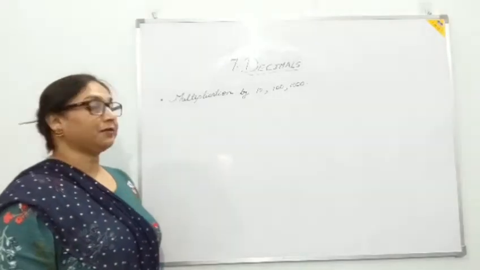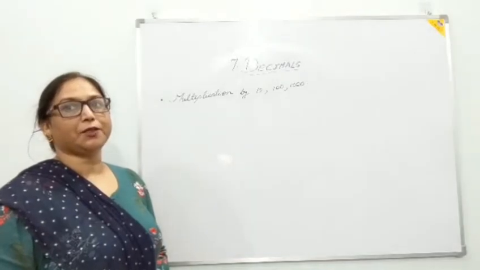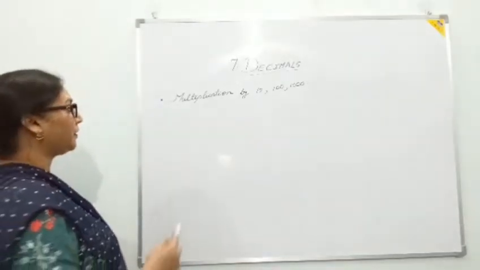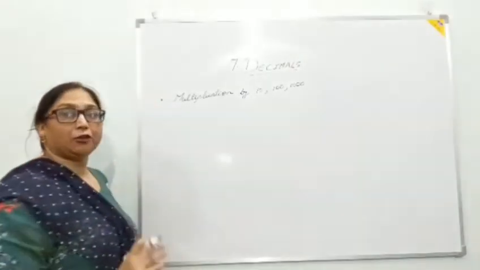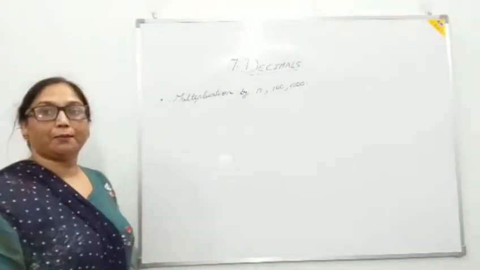Unit 7, decimals. Let's move on. Multiplication of decimals. Here we'll start with the first topic, multiplication of a decimal by 10, 100, 1000. I'll explain the rule of multiplication with the help of examples.